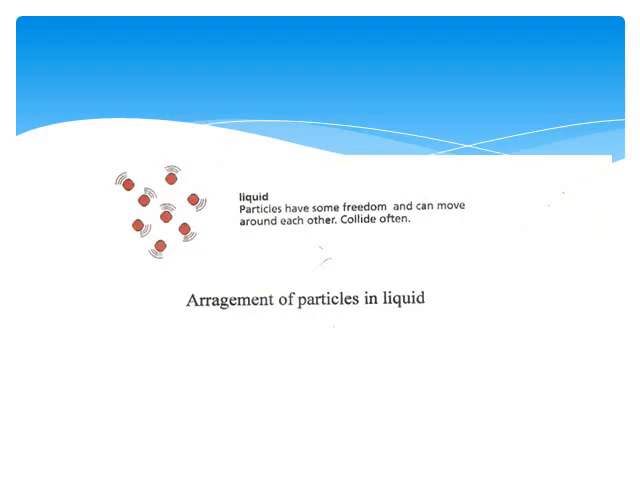This is the arrangement of particles in liquids. The particles are farther from each other, and they are not in a regular shape. They can move or slide over each other, and the attraction force between them is weaker. That's why they have the ability to roam and slide over each other. So particles have some freedom and can move around each other, and collide often. This is the arrangement of particles in a liquid.